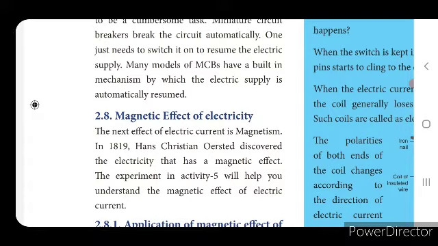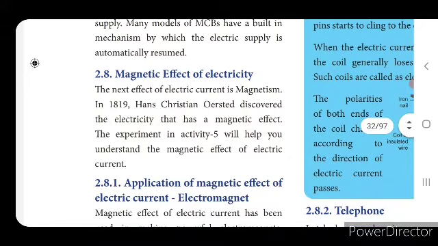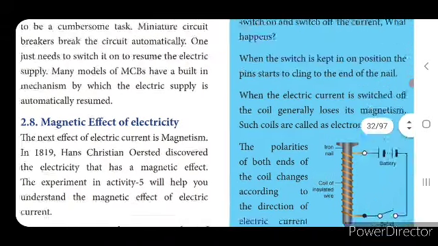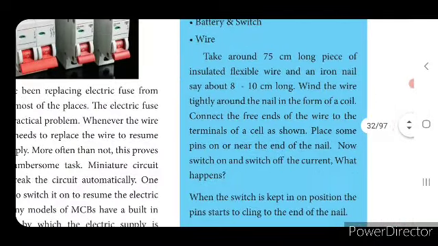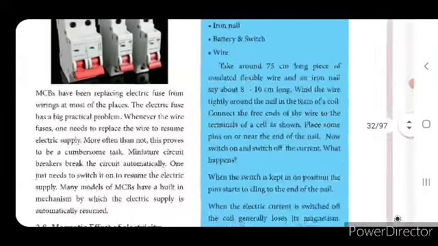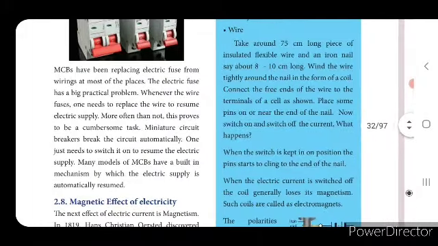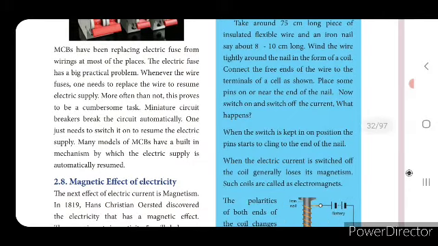Okay children, the next effect is the magnetic effect of electricity. This is explained by means of Activity 5. You have to take an iron nail, battery, switch and also wire. Take around a 75 centimeter long piece of insulated flexible wire and an iron nail, about 8 to 10 centimeter long. Wind the wire tightly around the nail in the form of a coil. Connect the free ends of the wire to the terminals of a battery. Place some pins near the end of the nail.